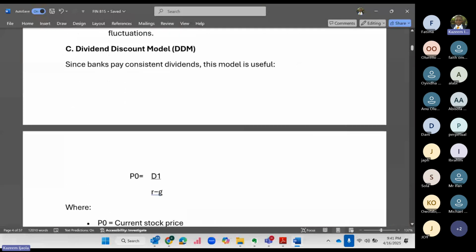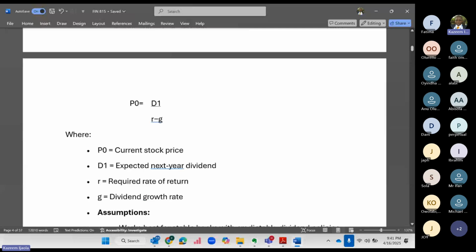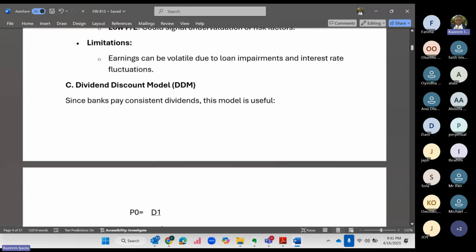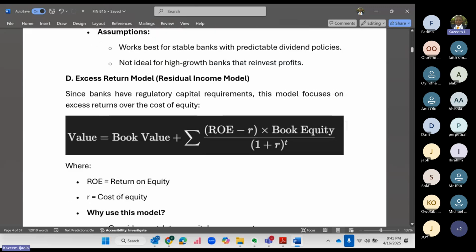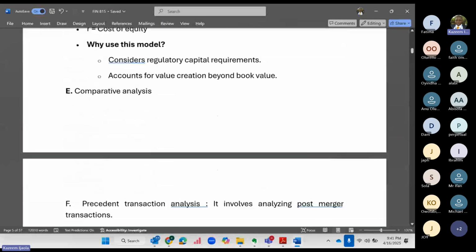Then we have the dividend discount model. So under this model, you compare your D1, the dividend that you paid in year 1, divided by your required rate of return, and you subtract your growth rate from it. I'm sure we can still remember our corporate finance to understand what this is all about. Then we also have a couple of other methods. The excess returns model is there.